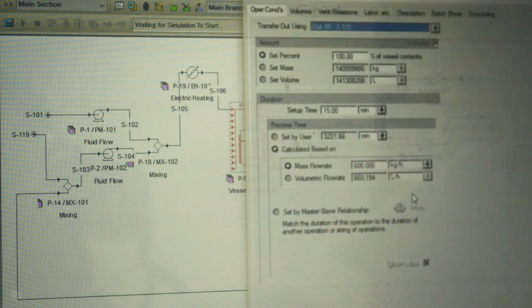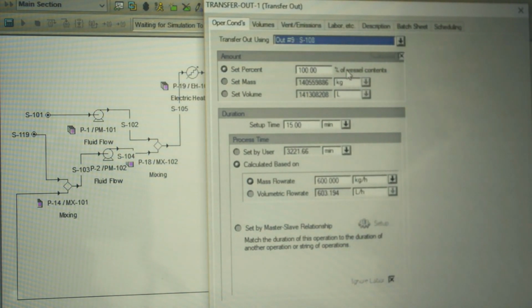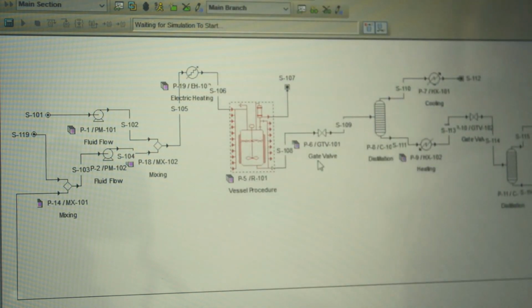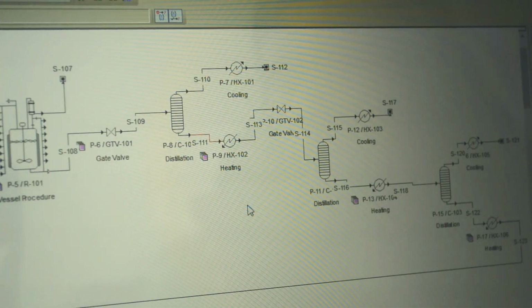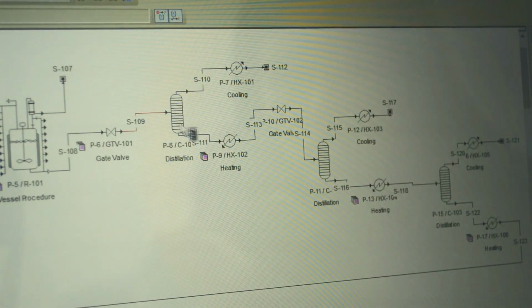For the transfer out operation, S108 is selected as the stream, and the process is then checked whether it is successful or not. After the reaction process, the bottom stream S108 was depressurized to a stable pressure for the separation process of each component. Stream 109, consisting of DMT, EG, and PET, was fed to the distillation column.